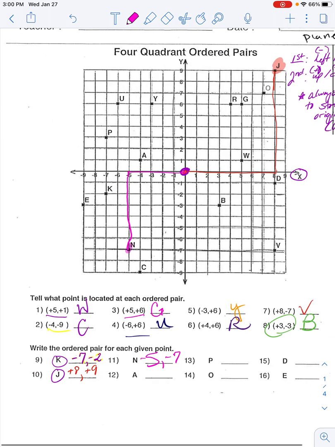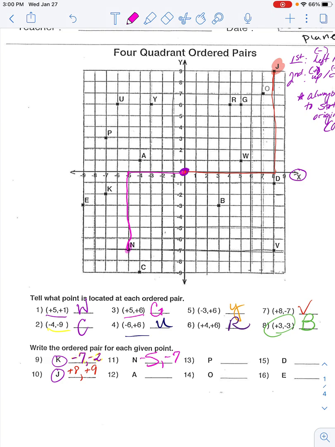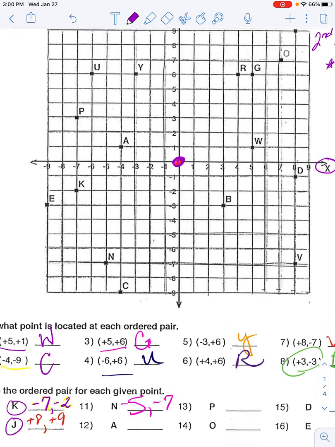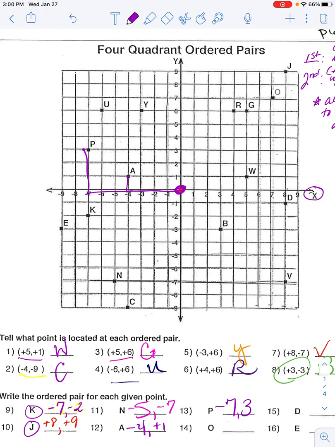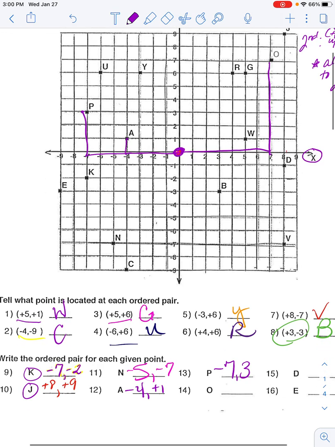Okay, pause the video, do those last 5, and then we'll see what you get. Okay, A, you should have got negative 4, positive 1. P, you should have got negative 7, positive 3. O, positive 7, positive 7.